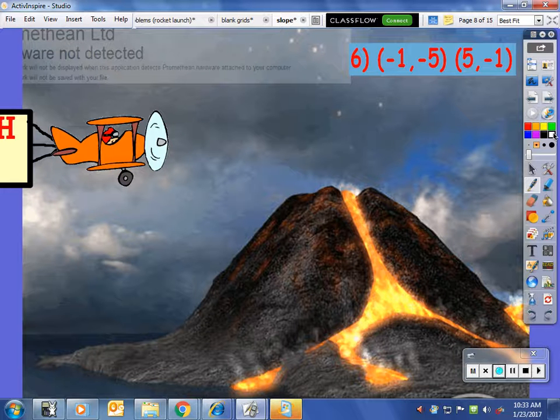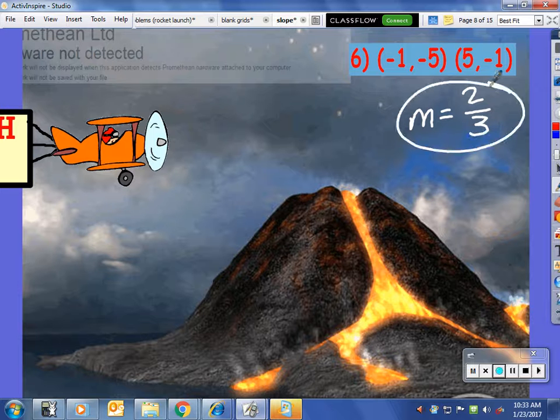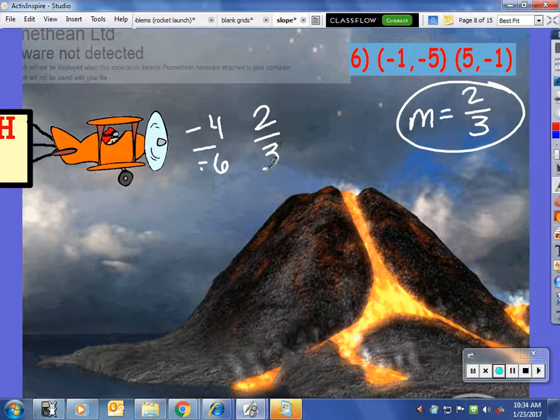Who found the slope out there? Jason, what'd you get? 2/3. It's absolutely positive 2/3. Now, on your homework, I do want you to simplify it. I ended up with -4 over -6, the order that I subtracted. And I know a negative over a negative is really positive, and 4 over 6 reduces to 2/3. I do want it in lowest terms.